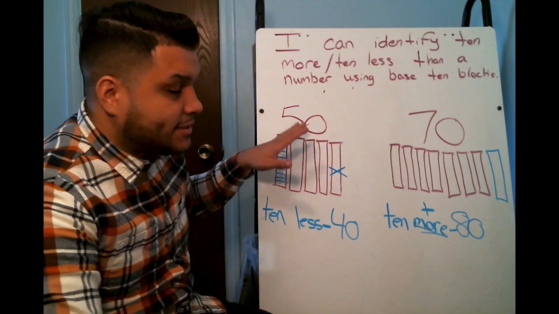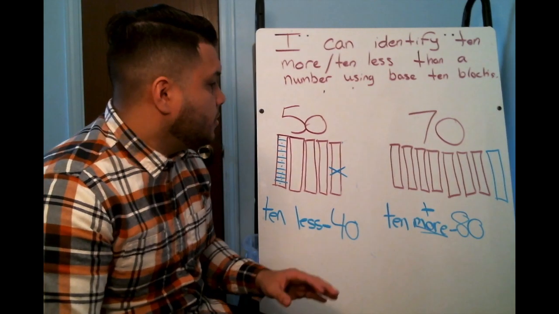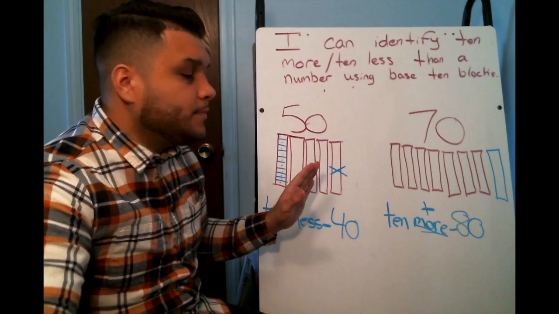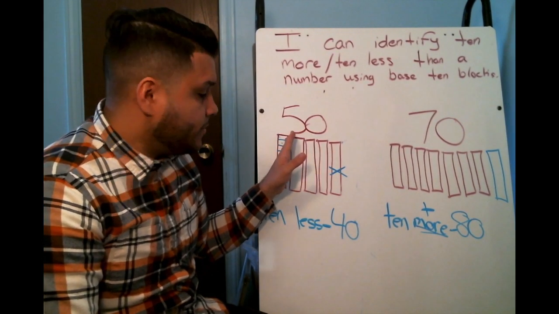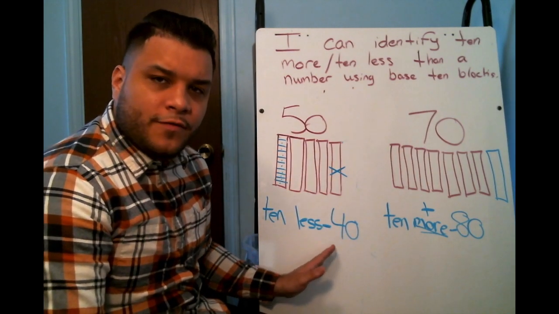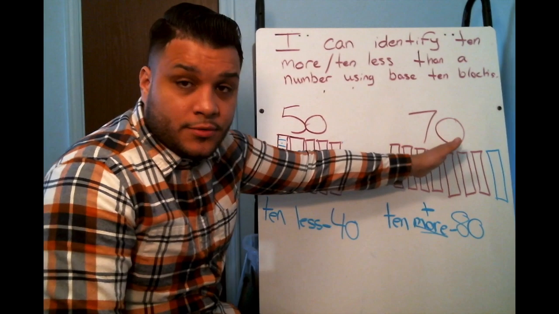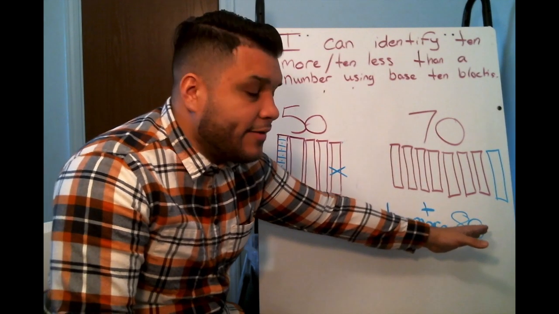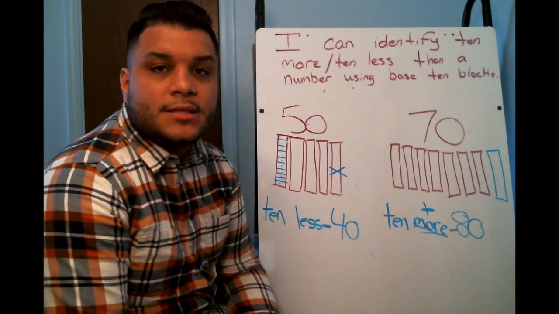40 is 10 less than 50. If you look at our place values, which place value is only changing? Here, I have a 0 in the ones place and a 5 in the tens place. Here, I have a 0 in the ones place, but a 4 in the tens place. Here, I have a 0 in the ones place and a 7 in the tens place. And here, I have a 0 in the ones place and an 8 in the tens place.